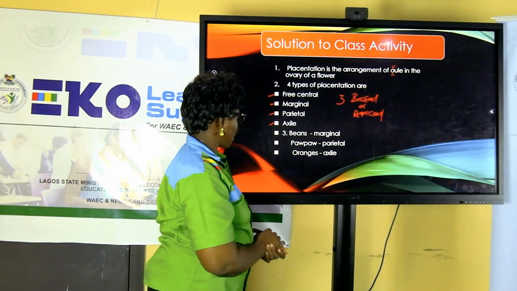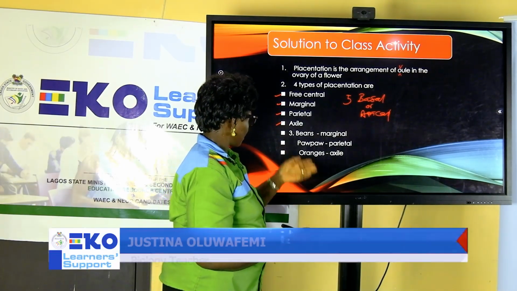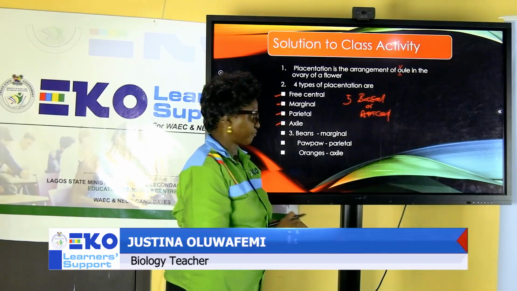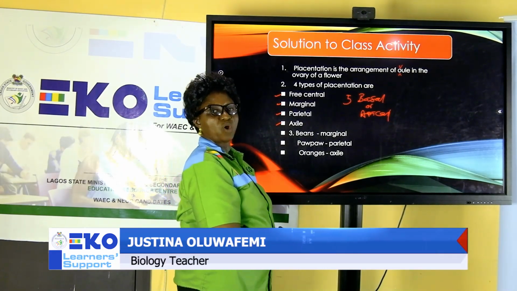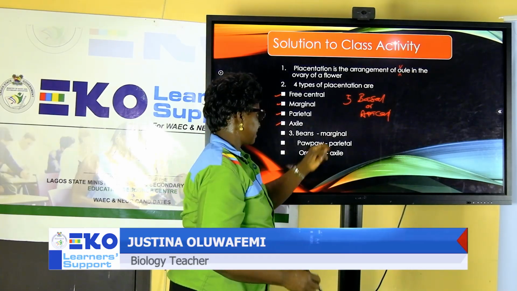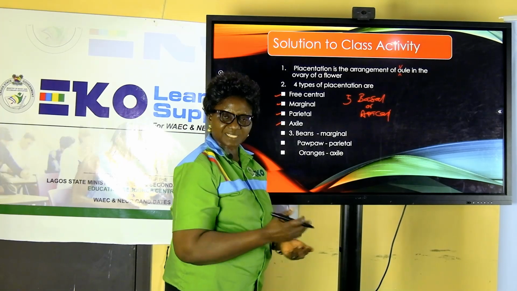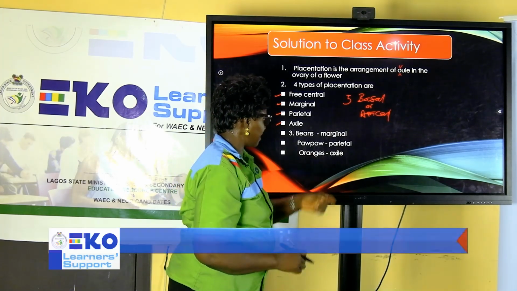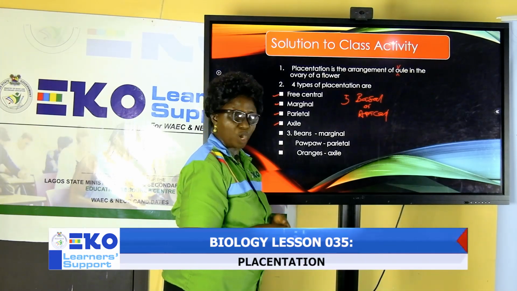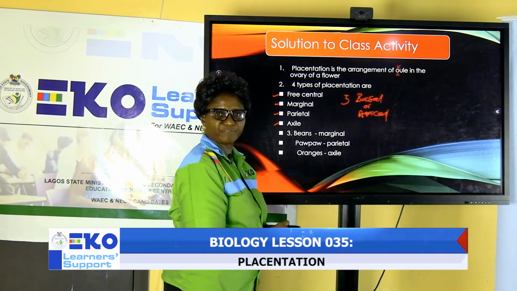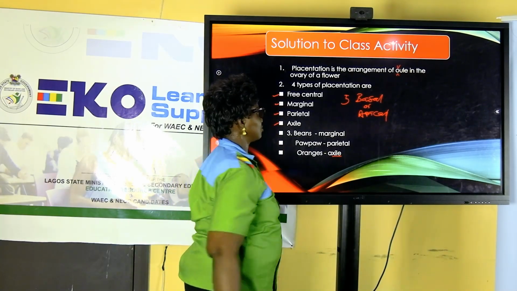And the last question is, you have to indicate the types of placentation in these different plants, crops, or fruits. Beans is marginal. Beans, all beans products, legumes, they have marginal placentation. We have pawpaw. Attempt to cut pawpaw, you will observe that you have what? Parietal there. That the ovules, they are towards the sides. And finally, we have oranges. Oranges has axile type of placentation.